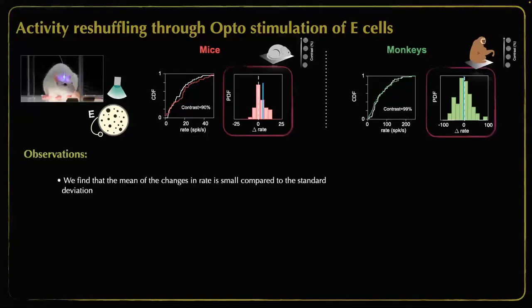And so the first thing to note about this data is that the mean changes in rates are small compared to the standard deviation. And in fact, if you put them in a single plot and you plot the ratio between the mean of this distribution and the standard deviation of this distribution as a function of the baseline firing rate, you see that there is a continuum between the mouse and the monkey, which is quite remarkable.